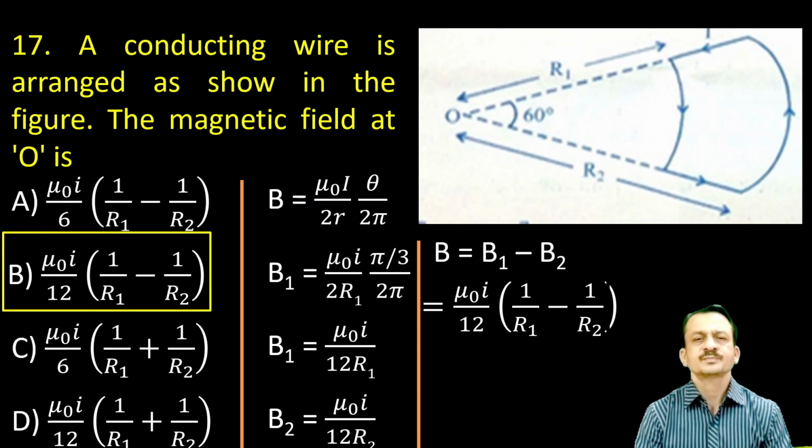Okay. So remember this formula. B is equal to mu naught I divided by 2R into theta by 2 pi for a circular arc. Next problem.